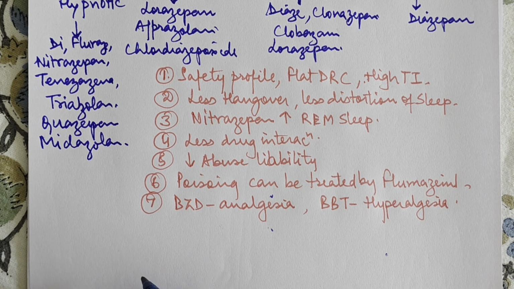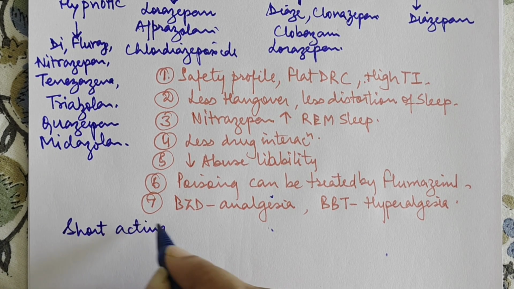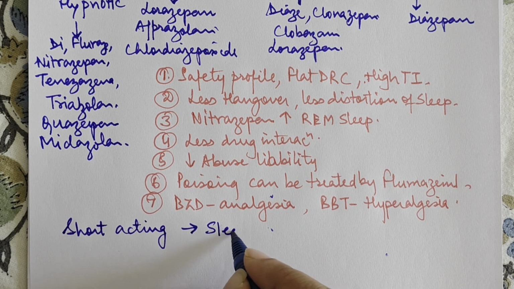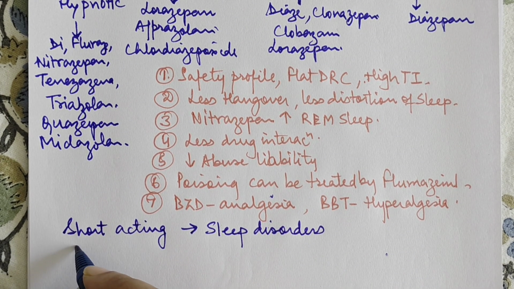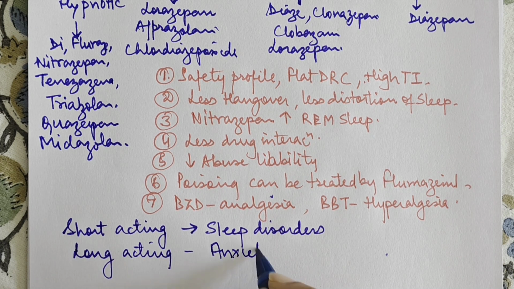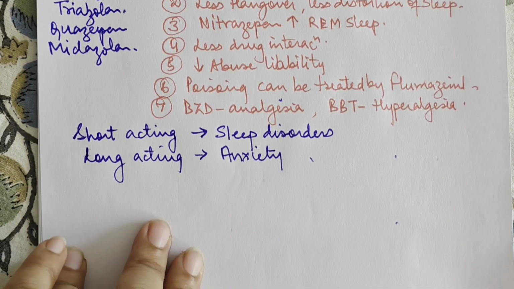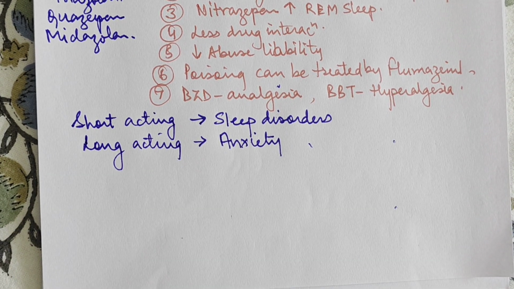Then the short acting ones are used mainly for sleep disorders because they will not have a cumulative effect. And long acting benzodiazepines are mainly used for anxiety and other uses, right? So this is also very important: you don't use a long acting one in sleep disorder, otherwise it will cause hangover the next day and sleep during the day also.